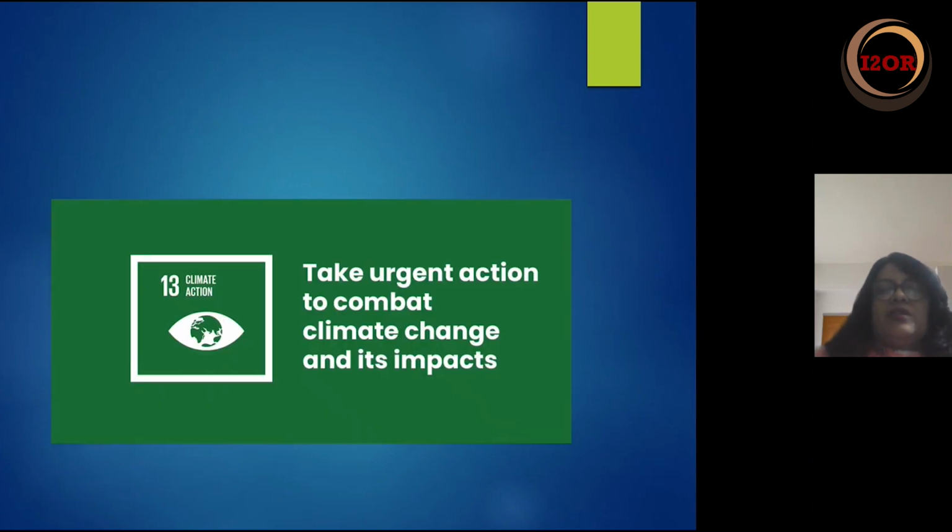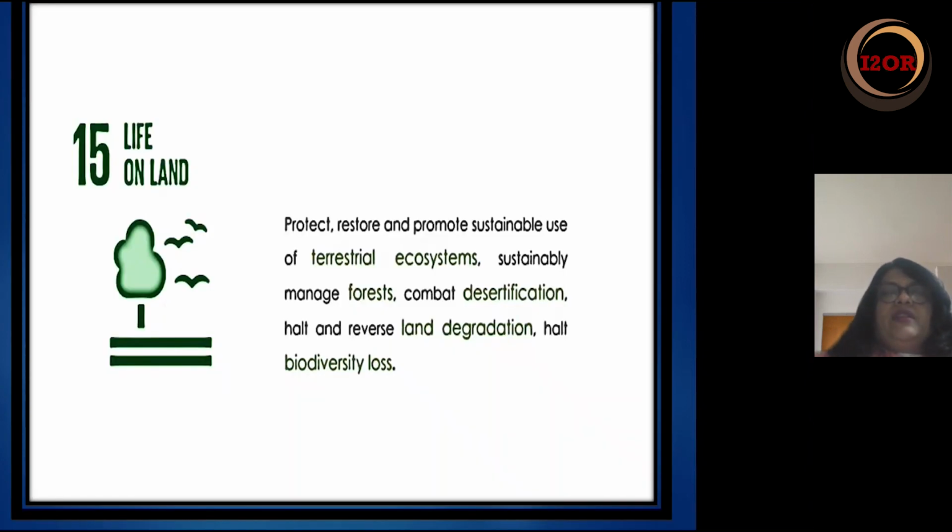Second thing, for climate change, as we know that global warming is increasing day by day, and people are very much concerned about this parameter. So planting more and more plants will be feasible only through micropropagation, where we will have a large number of plants. Whenever there is a need, whenever there is a requirement, we can propagate and plant anywhere in the world. Next thing is life on land.